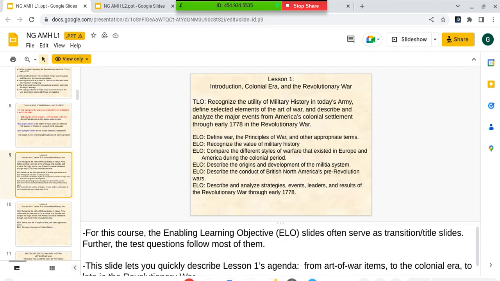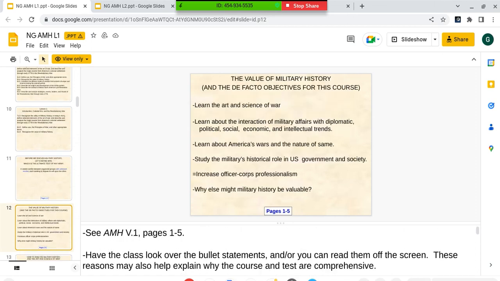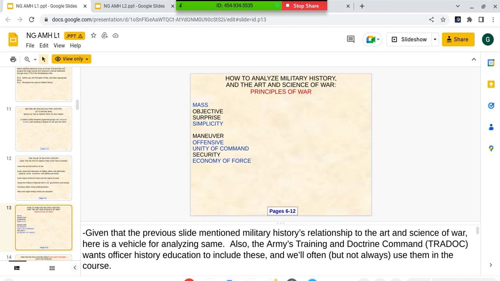But we're going to focus primarily on the red text for these review sessions and just focus primarily on what is directly testable material. So most important to start off with is the principles of war. They start off with mass, objective, surprise, simplicity, maneuver, offensive, unity of command, security, and economy of force. Think of the acronym MOS, MOUSE.